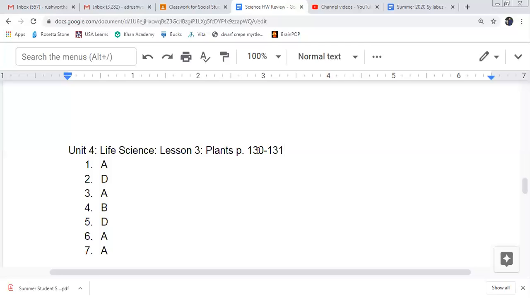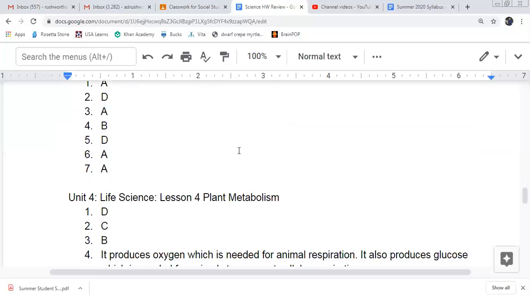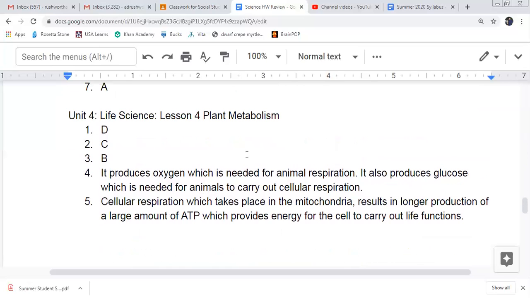All right, moving on to the questions for plant metabolism on page 135. Number 1, which molecules are produced from photosynthesis? It is D. O2 is oxygen, and C6H12O6 is actually sugar, or glucose. So that would be your answer there.